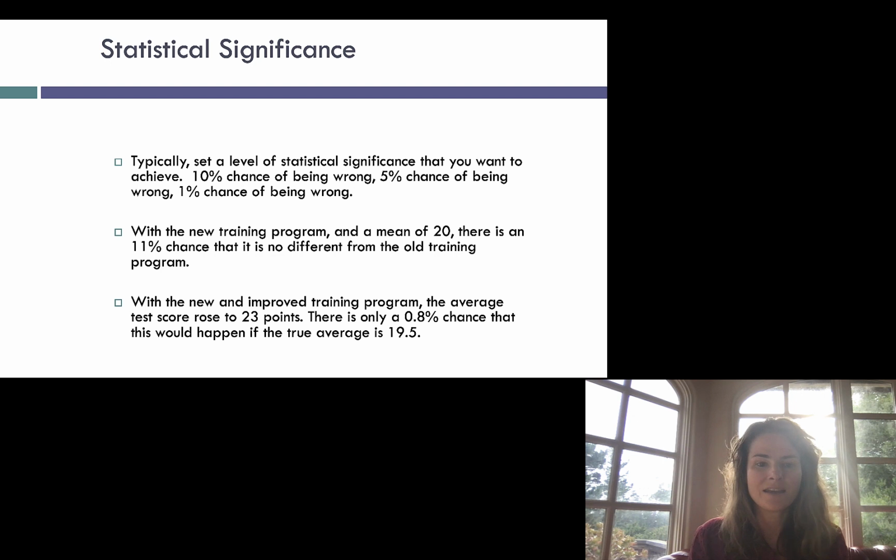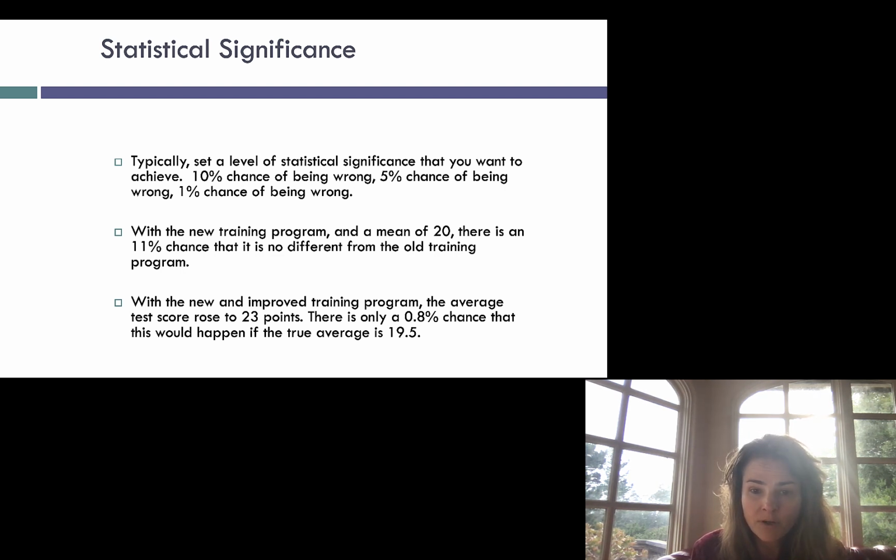We need to decide what's good enough, what's enough likelihood that we're not wrong, that we should accept our alternate hypothesis. Good form is that you set this level, what we call statistical significance, before you do your work, right? You decide what's good enough. And you should make this decision based on the implications of being wrong. Typically, we set a level of 10% chance of being wrong, 5% chance of being wrong, 1% chance of being wrong, something like that.